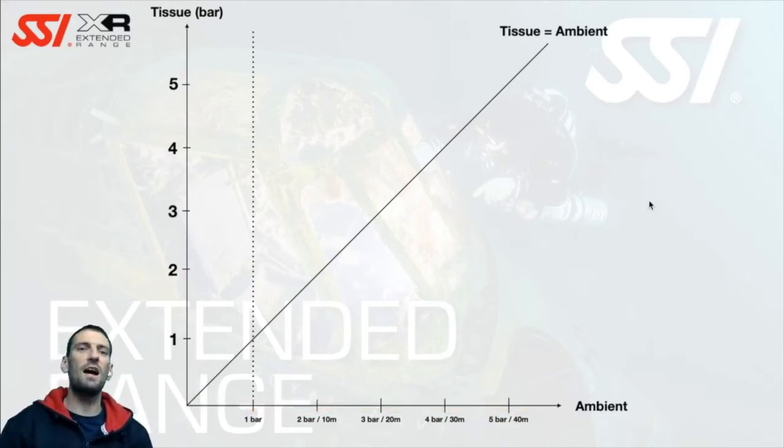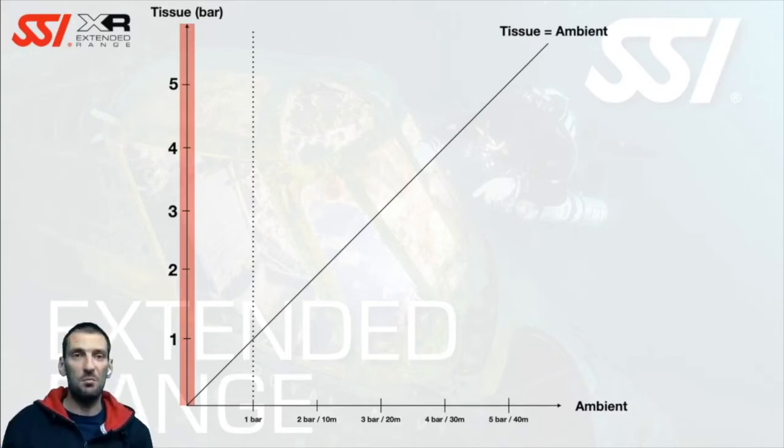Then we have the y-axis, which represents the pressure in bar in our body. It's labeled tissue because, as I will explain later on, this graph actually represents one particular tissue compartment. It's not actually even a tissue, but I will get to that. It's one particular tissue compartment in our body, and this is the pressure of the gas that is dissolved in it, okay?